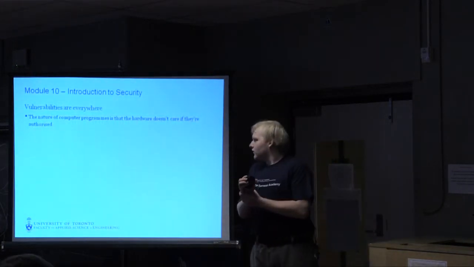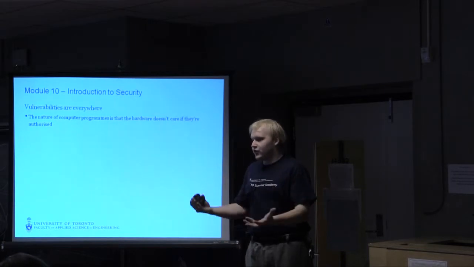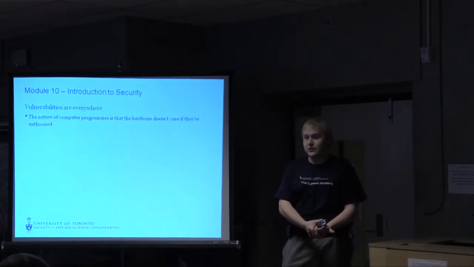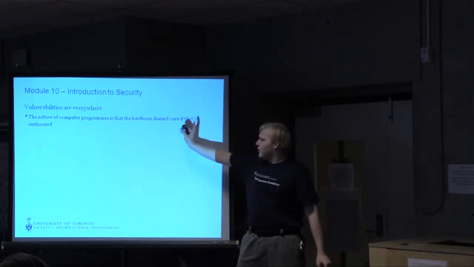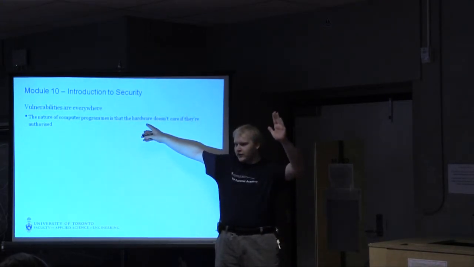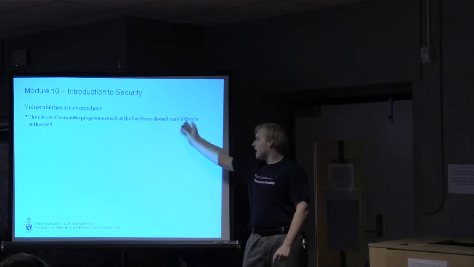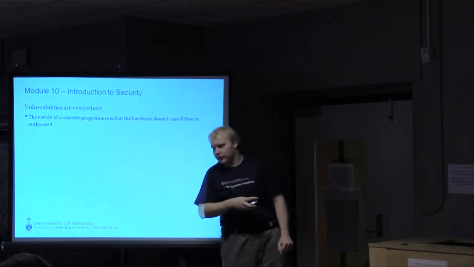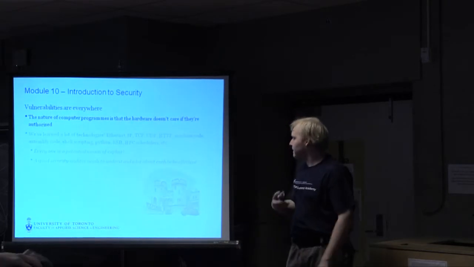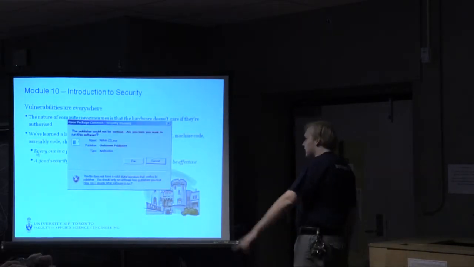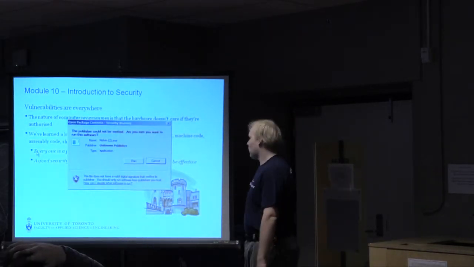Okay, so in security in general, and especially in computer security, vulnerabilities are everywhere, right? So we learned about the hardware. That hardware just executes its code. It does not care if that's done by an authorized user. So that means we have to write the software very carefully to prevent that from happening. We've learned a lot of different technologies in this course.